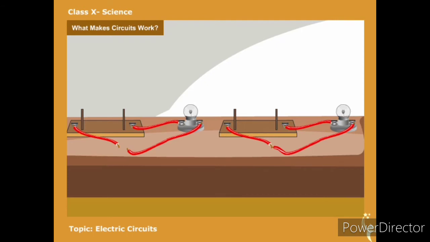What makes circuits work? To make a bulb glow, a source of electricity or cell has to be included in the circuit. The source can be either power from the mains or cells. Displayed here are two circuits. Click on the circuit which you think would light the bulb when a battery is introduced.